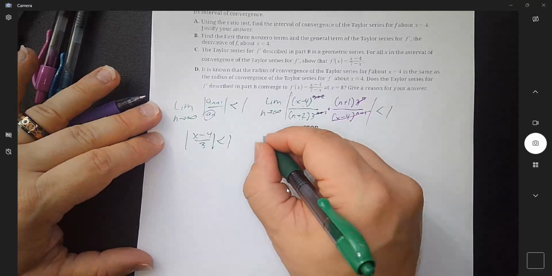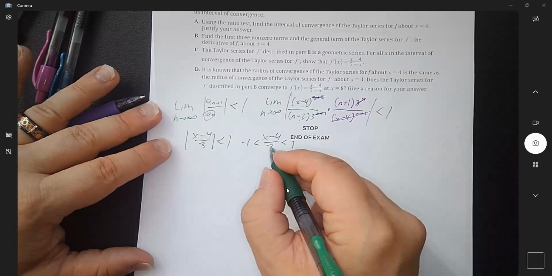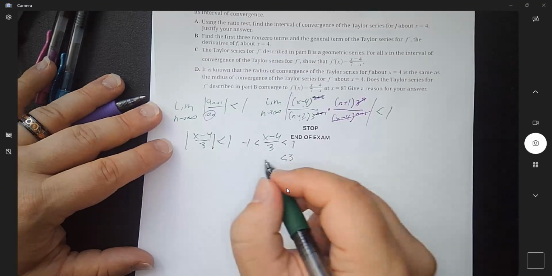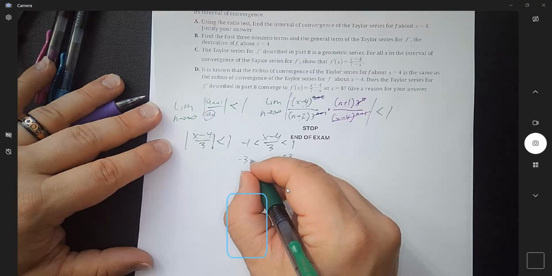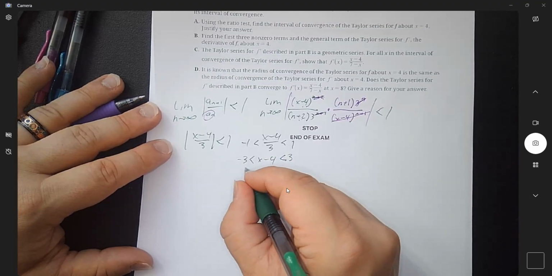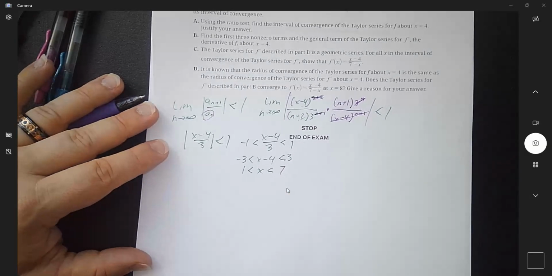So then that means that x minus 4 over 3 has to be between 1 and negative 1. So then we're going to do 3 and negative 3, and then we're going to add 4 to all sides here. So add 4 is going to be 1 and 7.